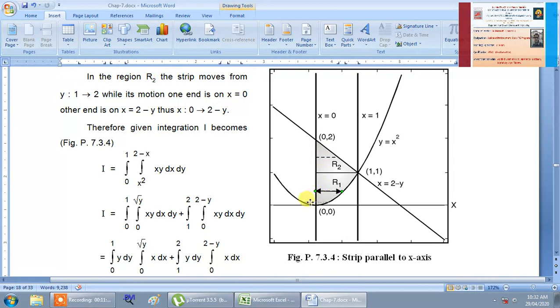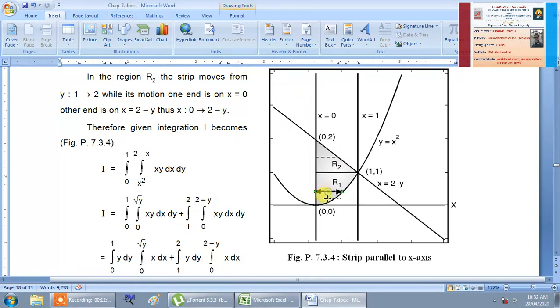But what about the right end? The right end is here, and will move like this. Up to this point it is on the parabola, but once you enter region number 2, it will be on the straight line. That's why the strips' ends are not stuck on the same curve, and this region splits into two parts, R1 and R2. So let me write the limits for R1 and R2.